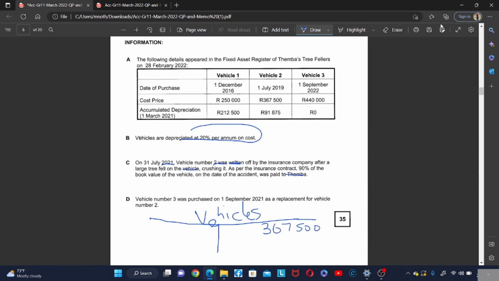Why are we doing this? It's because the vehicle was crushed, so obviously we have to decrease our vehicles to show that this vehicle number 2 is no longer in our business. So before we do that, let's first talk about the asset disposal.